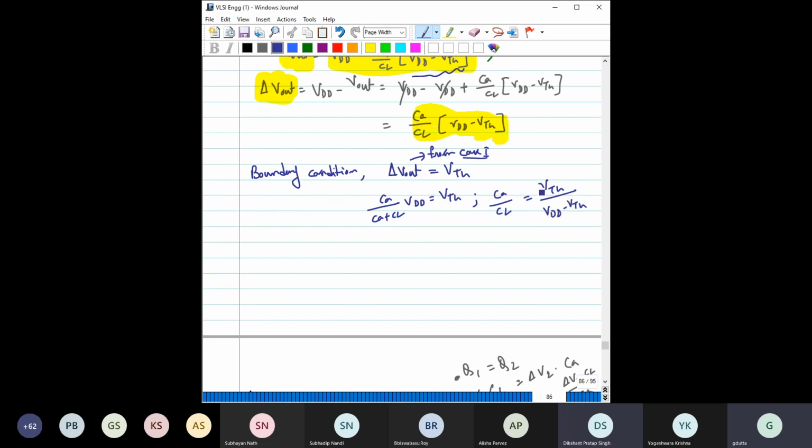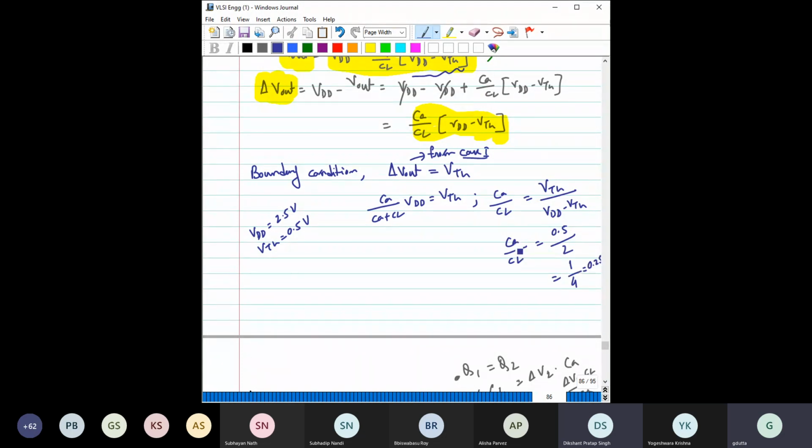Right. So let us just take some example. Let us say VDD for some case equal to 2.5 volt, VTH equal to 0.5 volt. So CA by CL comes out to be 0.5 by 2.5 minus 0.5, which is 2, so this is 1 by 4, so this is 0.25, right?